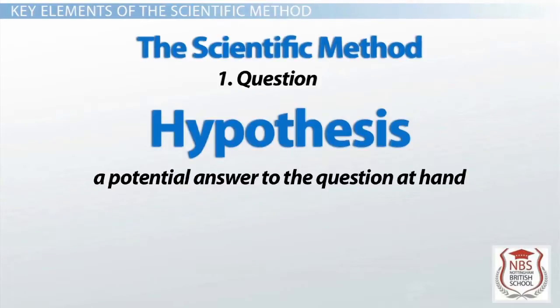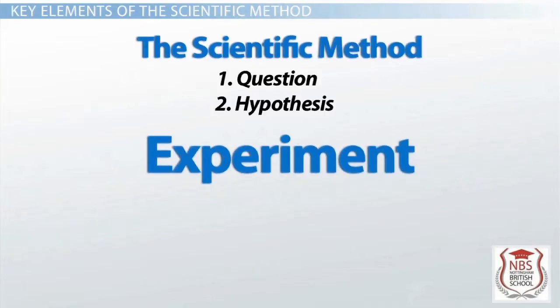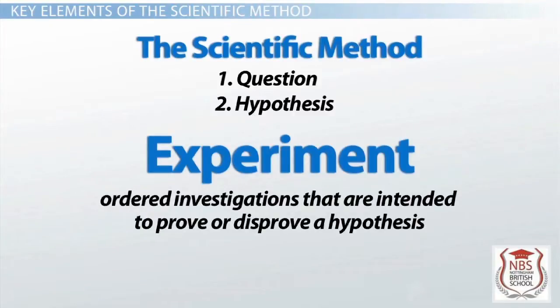Sometimes hypotheses look more like predictions. The scientist predicts what the outcome will be when he or she tests the hypothesis. The scientist's test is also called the experiment. Experiments are ordered investigations that are intended to prove or disprove hypotheses.